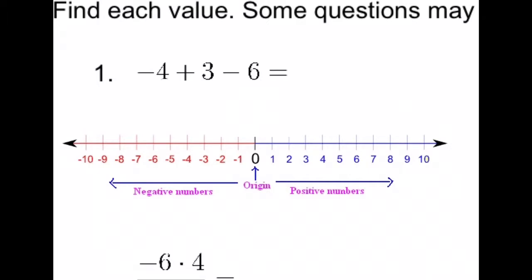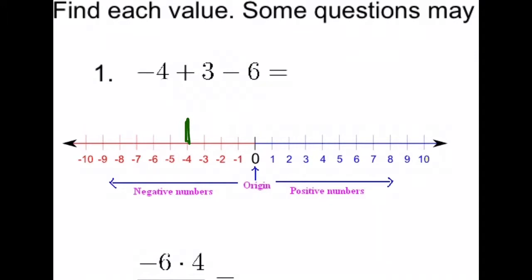So let's go over our most recent proficiency check. We'll notice that problems 1 through 4 were about negative numbers, and problems 5 through 10 were about absolute value. For number 1, I'm going to use this number line, and I begin here at negative 4.